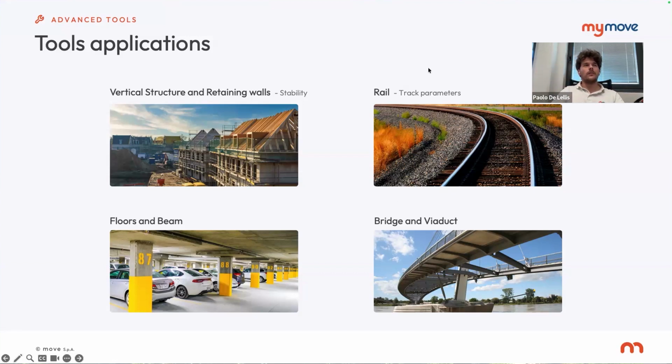Another application could be the rail, where, for example, when you need to understand the vertical displacement of your track, you can install a chain of tiltmeters and you can monitor the vertical displacement at the different points. So this is to give you an idea of the possible applications that we can cover with the tool. But of course, we can use it in other different ways.